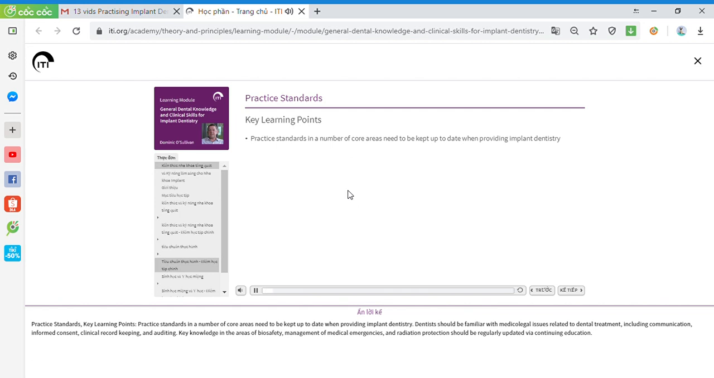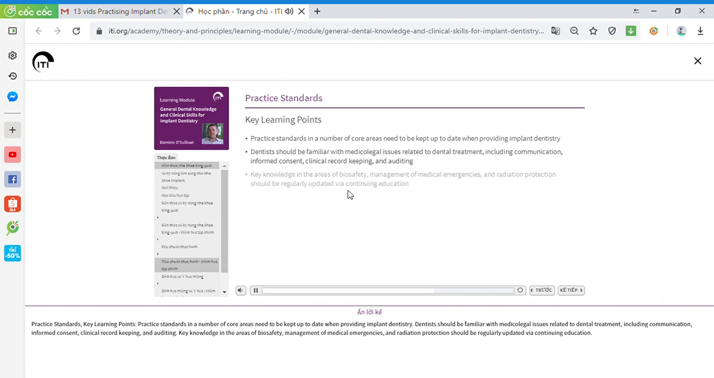Practice standards, key learning points. Practice standards in a number of core areas need to be kept up to date when providing implant dentistry. Dentists should be familiar with medico-legal issues related to dental treatment, including communication, informed consent, clinical record keeping, and auditing. Key knowledge in the areas of biosafety, management of medical emergencies, and radiation protection should be regularly updated via continuing education.